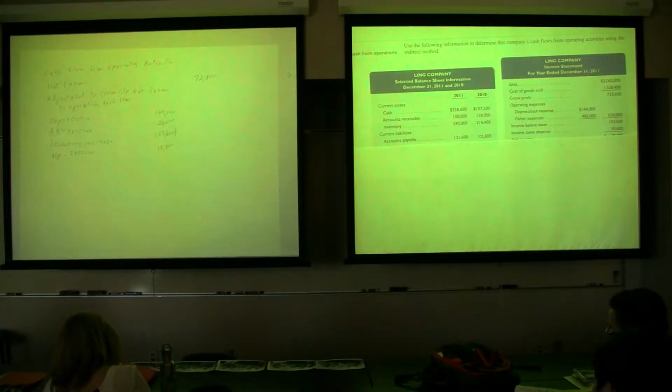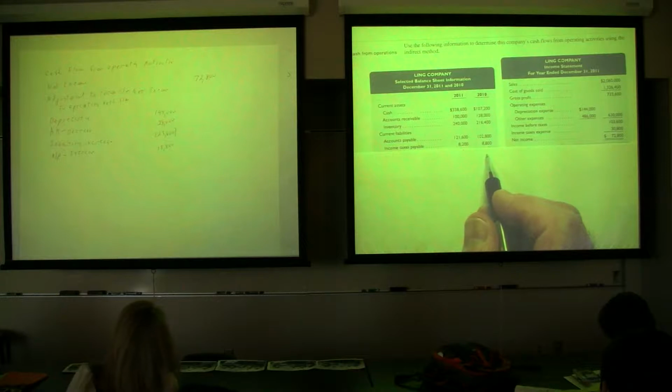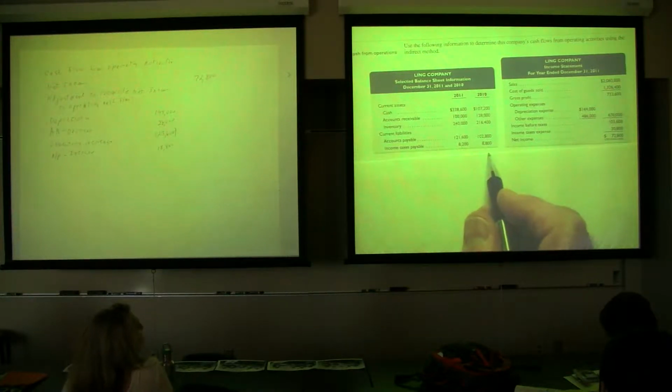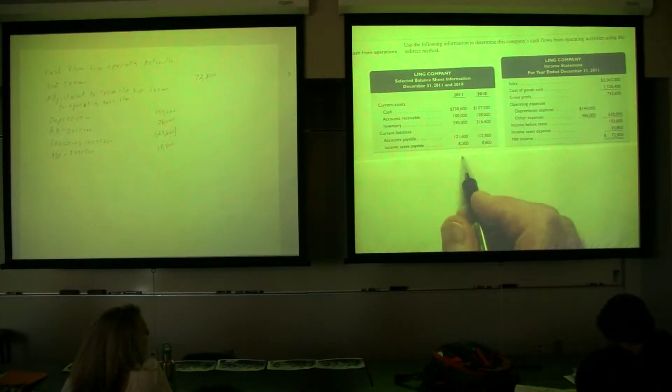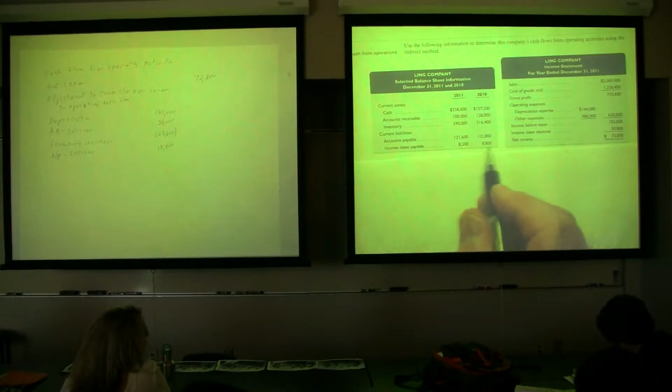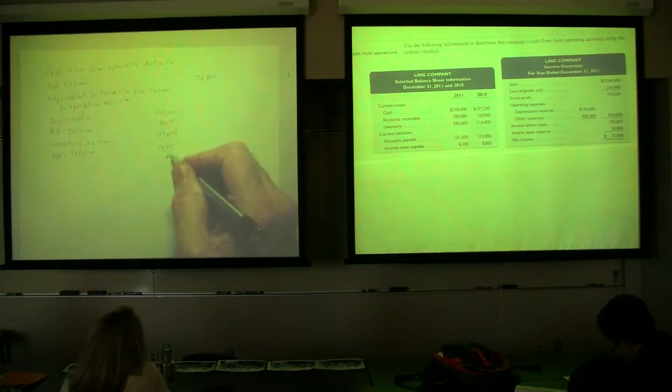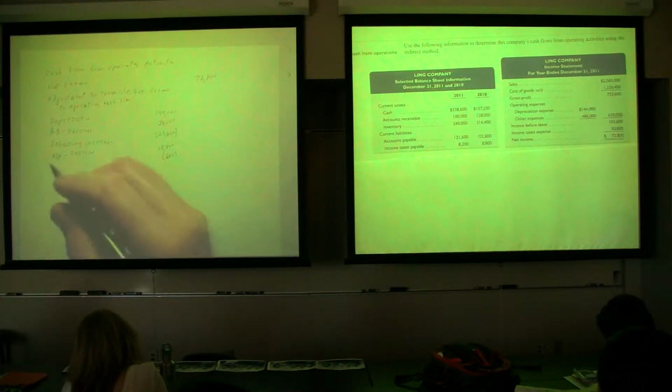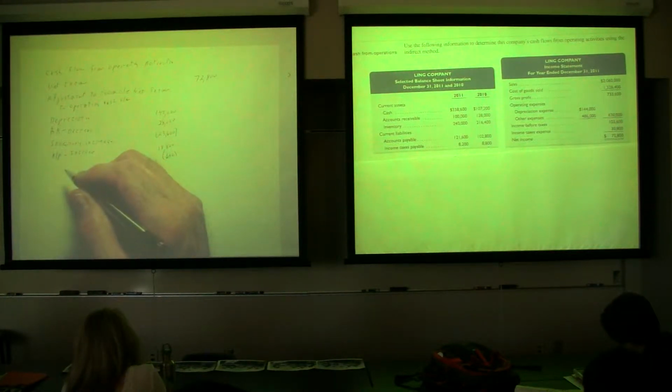And then, let's take a look at another. Down here you have income taxes payable. Last year it was $8,800, and it dropped to $8,200. Well, that means you paid off some of last year's. So that $600 will be cash out, and that will be income taxes payable.